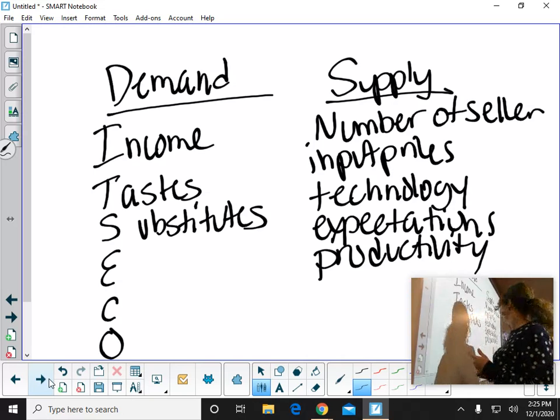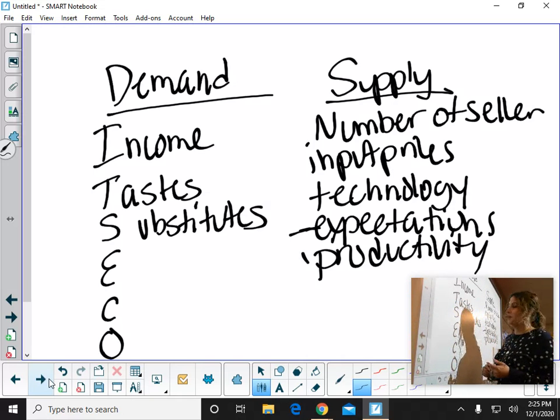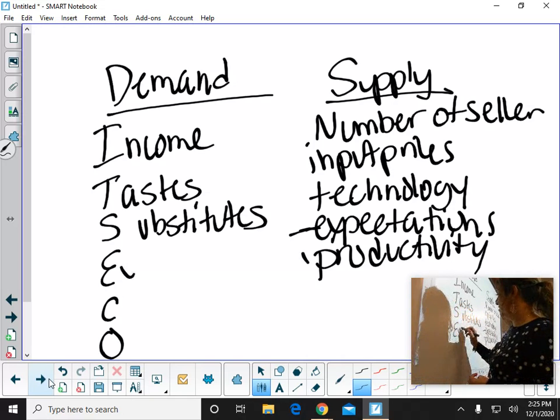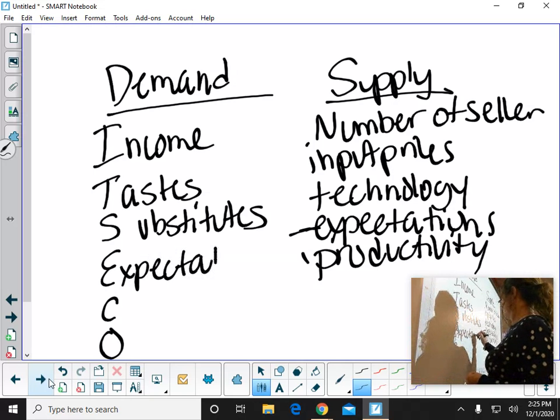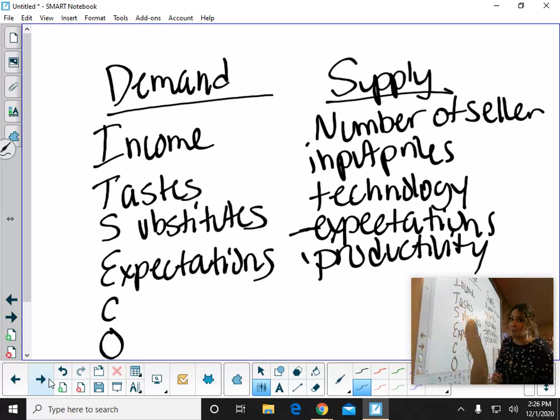E, well, what did I say is always a shifter? Expectations. If you expect it to happen, it will. C is complements. These are complementary items that go together. Milk and cookies, mac and cheese, socks and shoes. If the price of one changes, it's going to affect your demand of another.